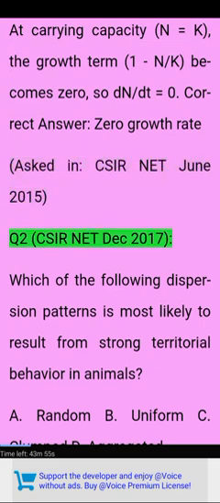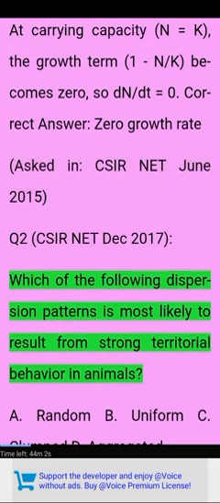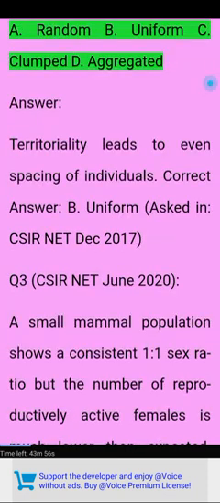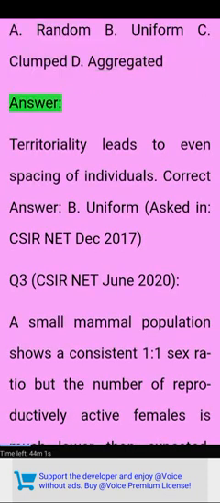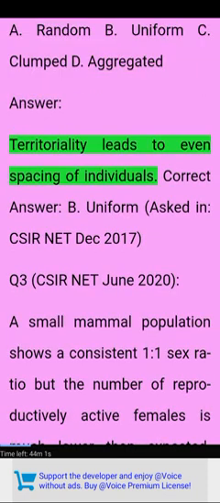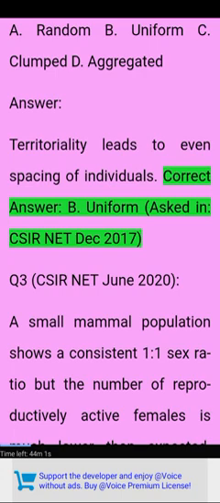Q2, CSIR NET December 2017. Which of the following dispersion patterns is most likely to result from strong territorial behavior in animals? A, random; B, uniform; C, clump; D, aggregated. Answer: territoriality leads to even spacing of individuals. Correct answer, B uniform. Asked in CSIR NET December 2017.